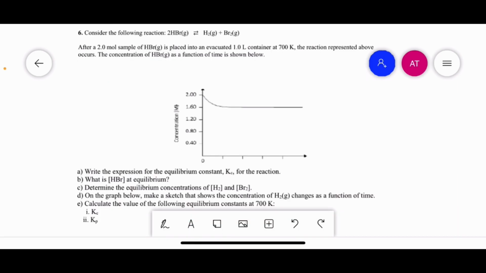0.231. Question 6 gives us a graph and says that after a 2 mole sample of HBr is placed into an evacuated 1 liter container at 700 Kelvin, the reaction above occurs. So I'll give you guys a bit to read the questions and solve.